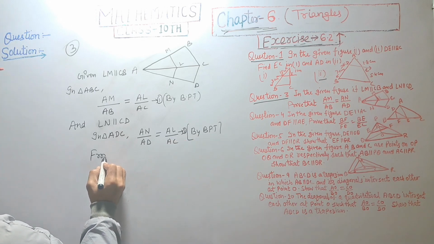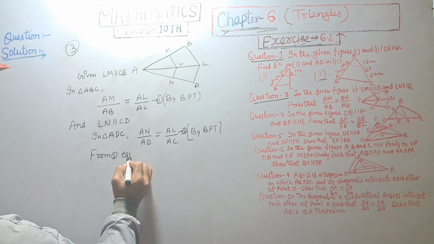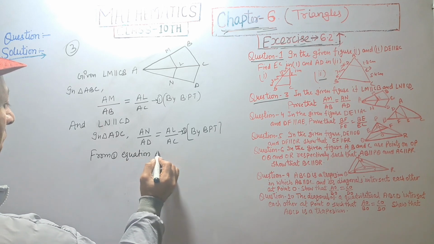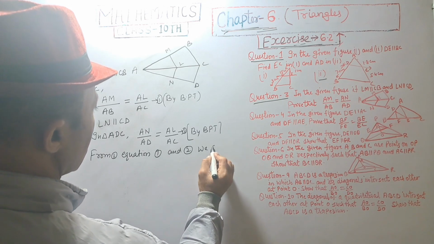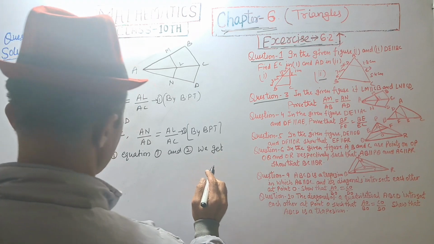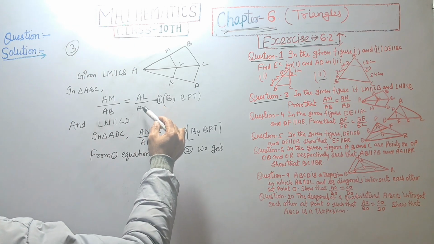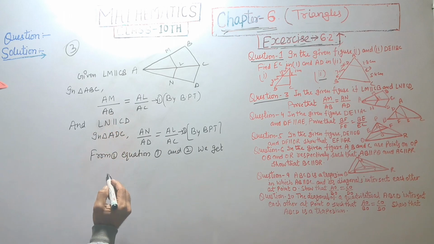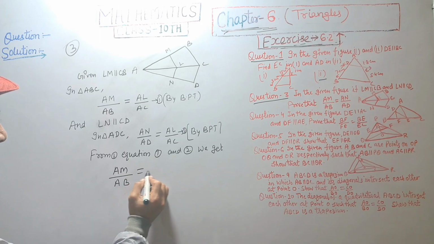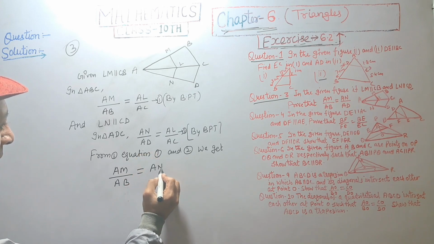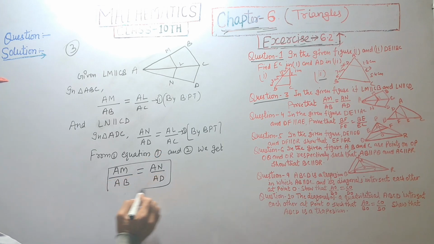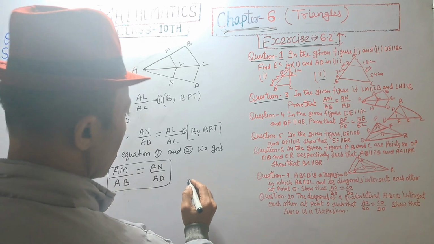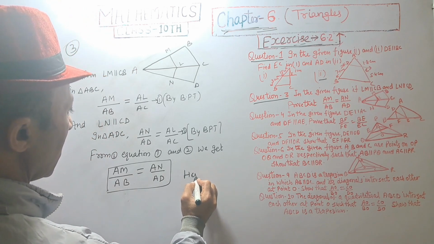From equation first and second we get AL upon AC is equal to AM upon AB, and AM upon AB is equal to AN upon AD. Hence proved.